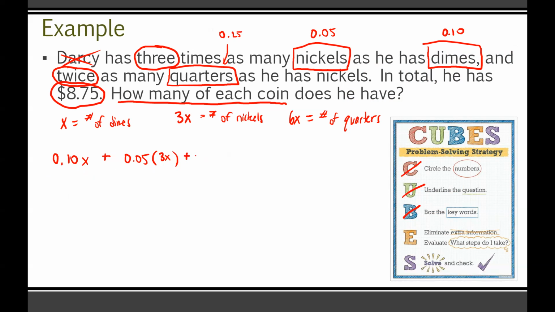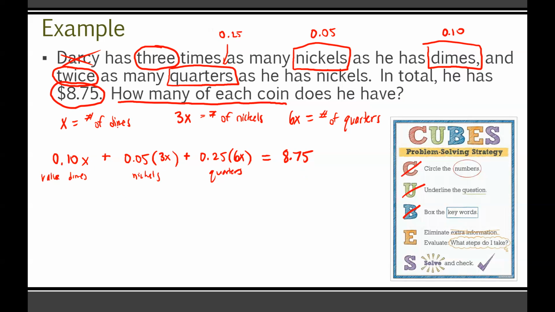Plus, if we add this to the amount a quarter is worth, 25 cents, multiplied by the number of quarters we have, that expression right there tells us the value of our quarters. All of those coins, the dimes, the nickels, and the quarters, all added together is going to give us a grand total of $8.75. So again, this is the value of our dimes. This is the value of our nickels. This is the value of our quarters. And the value of all of those coins added together is $8.75.